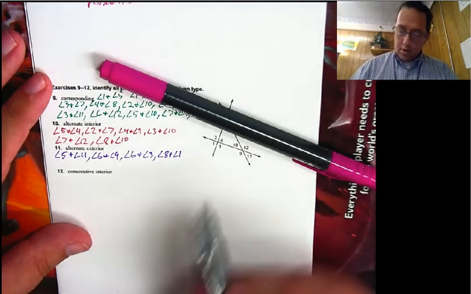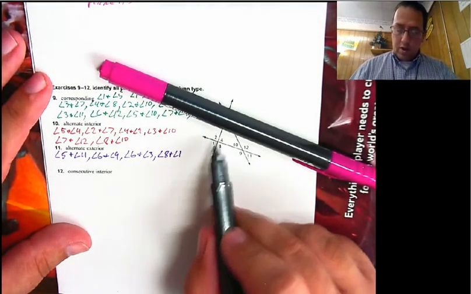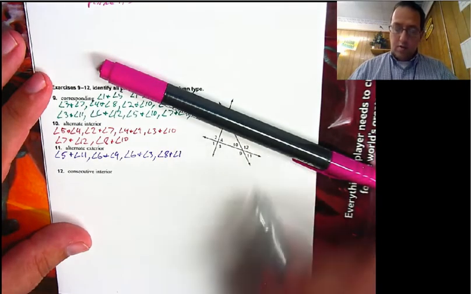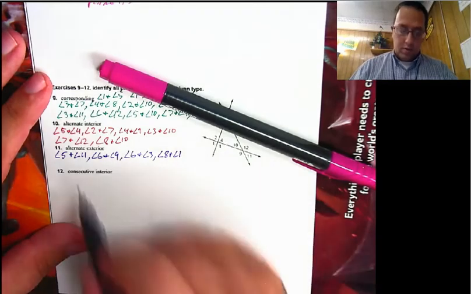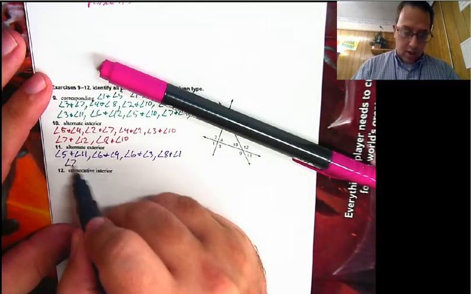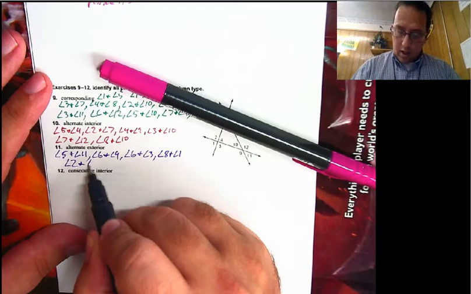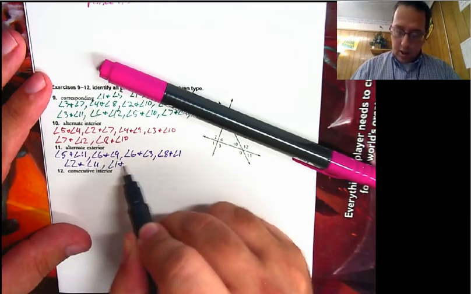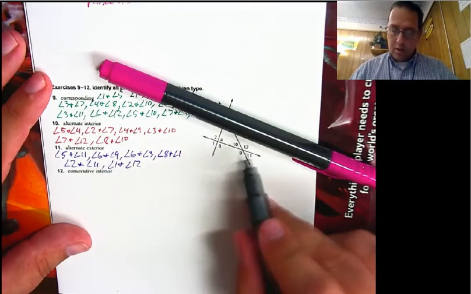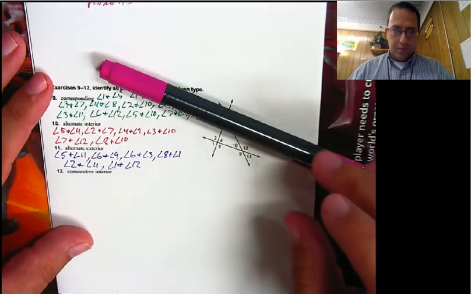All right. So we're looking at the exterior, so we're looking at angle 1 and 2 over there, and angle 12 and angle 11 over here. And they need to be on alternate sides of the transversal. So that gives us angle 2 and angle 11, and then angle 1 and angle 12. Alternate sides of the transversal.